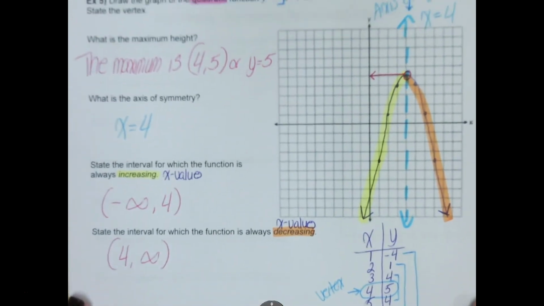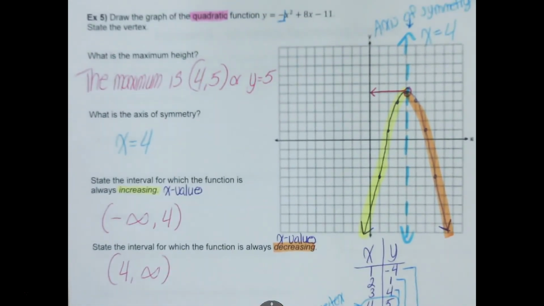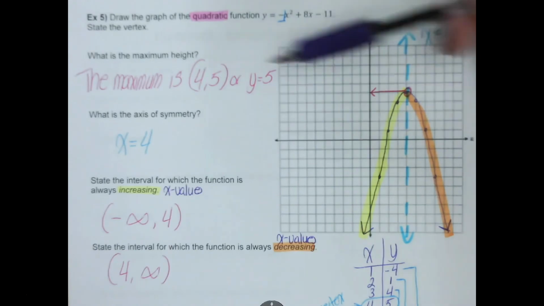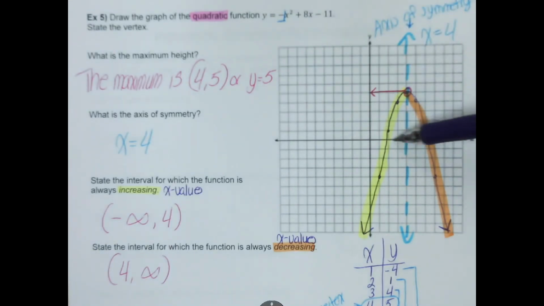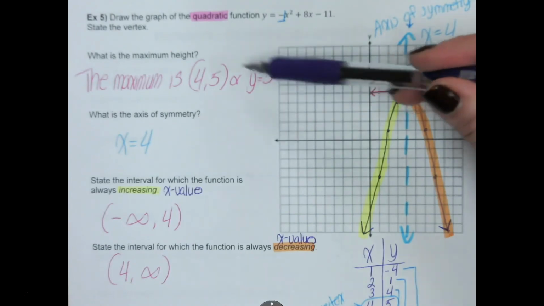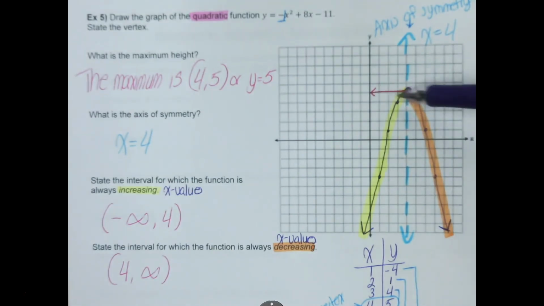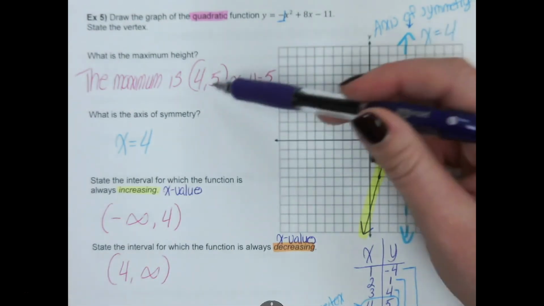All right, so here we go. I graphed all those points, I connected, I got my graph. Now I'm going to answer the questions. It says, what is the maximum height? Well, here is the maximum height. I can write it 2 ways. One is writing it as a coordinate point. This is the maximum, which is +4, +5. Or I could write it down as a y value, because when you think height, you should be thinking up and down, and it's the y-axis that moves up and down, and this is a y value of 5. So one or the other would be correct.